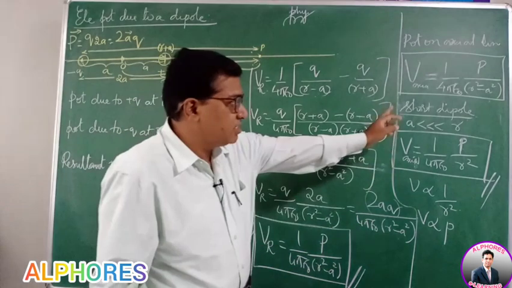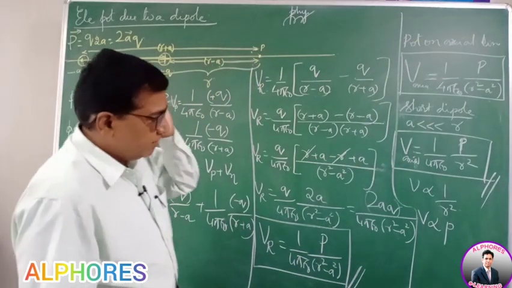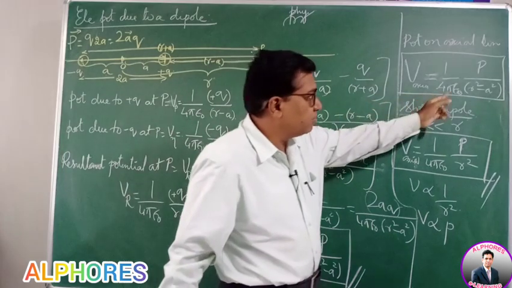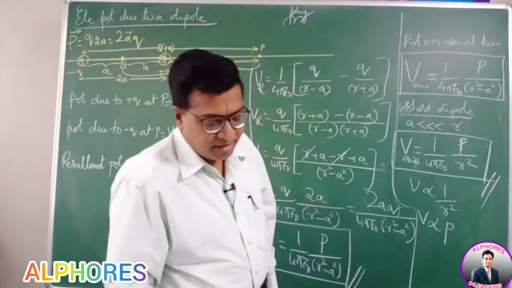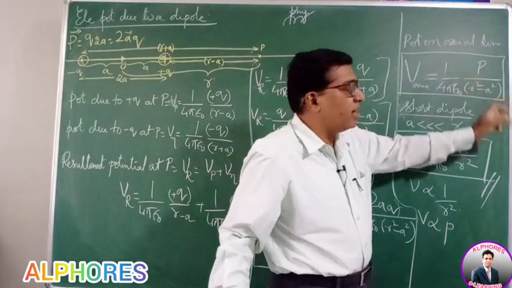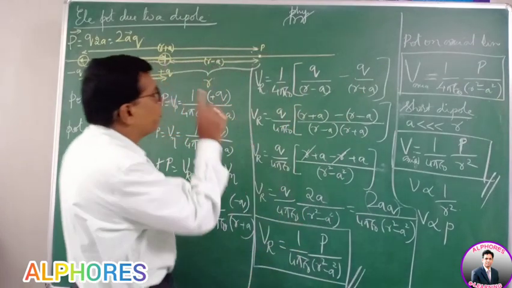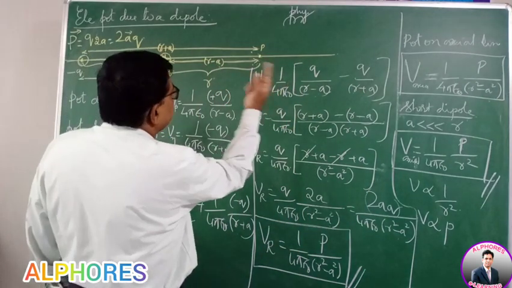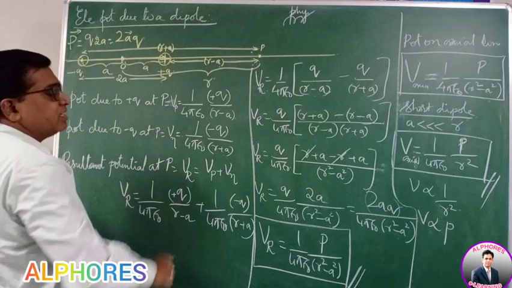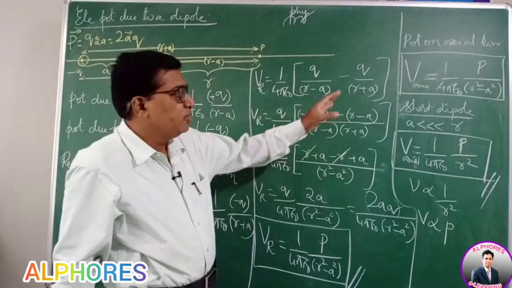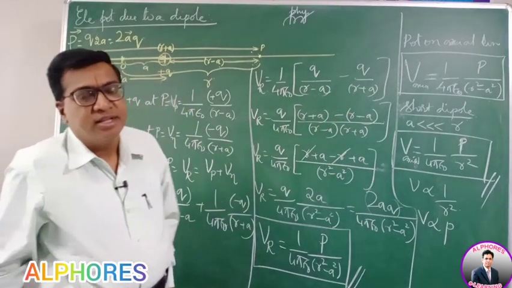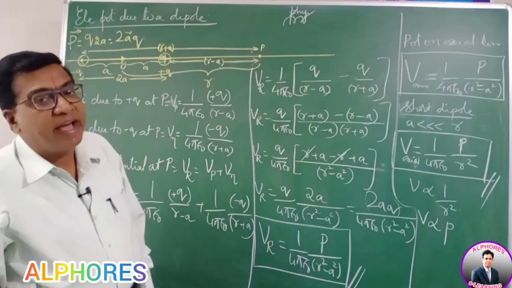So that way on the axial line, the potential varies by the formula 1 by 4 epsilon P by r square minus a square. Well, you can write it as plus or minus P by r square minus a square, because if the point is near to the positive charge, it is plus. Point nearer to the negative charge, it is minus. So that way you find the potential due to a dipole on the axial line.